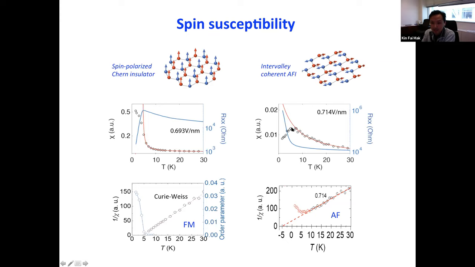Once we go below the temperature of that susceptibility peak, the resistivity of the sample will shoot up by orders of magnitude. We can also perform a Curie-Weiss fitting in the high temperature data, and we get a negative 5 Kelvin Curie-Weiss temperature. The negative sign means that we have anti-ferromagnetic interaction, which is totally in contrast with the ferromagnetic Chern insulator. So this measurement showed that the interaction between the local moments for this state is anti-ferromagnetic.